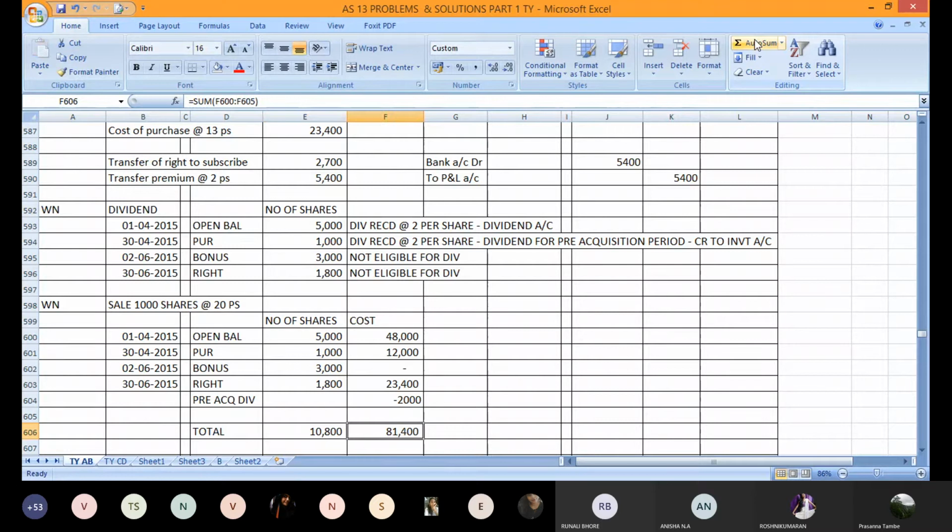Have you understood the calculation? The calculation is simple except the fact that don't ignore this pre-acquisition dividend. Otherwise your cost will be incorrect. You have to also consider this pre-acquisition dividend, the reason being that it will reduce your cost. So you have to consider the pre-acquisition dividend, and only then can you consider the actual cost of these shares. So reduce the pre-acquisition dividend here also. Write down this part of the working note, then we'll discuss the next aspect.